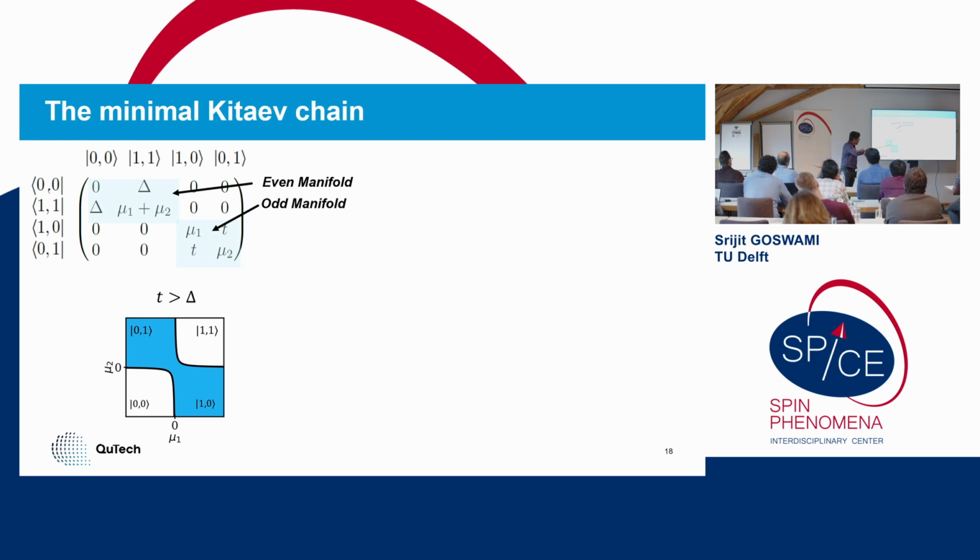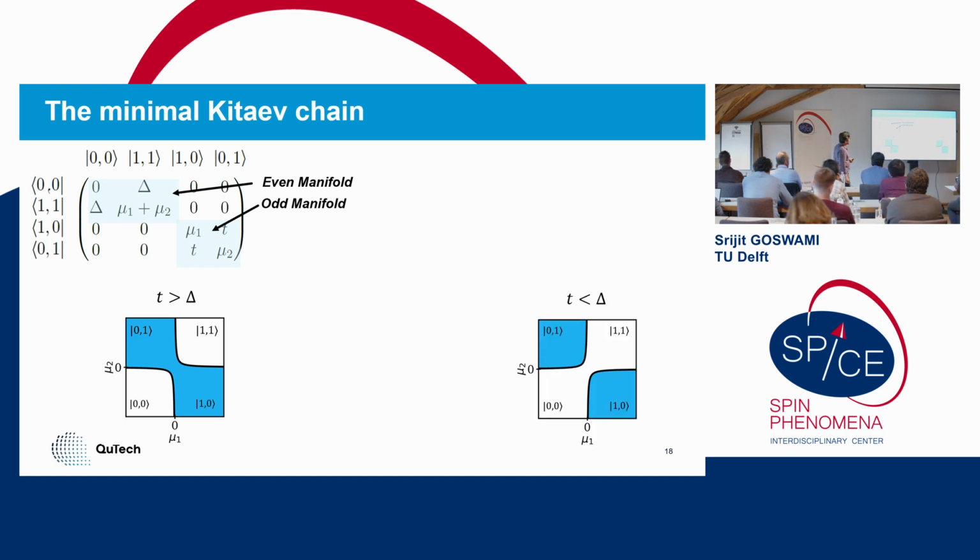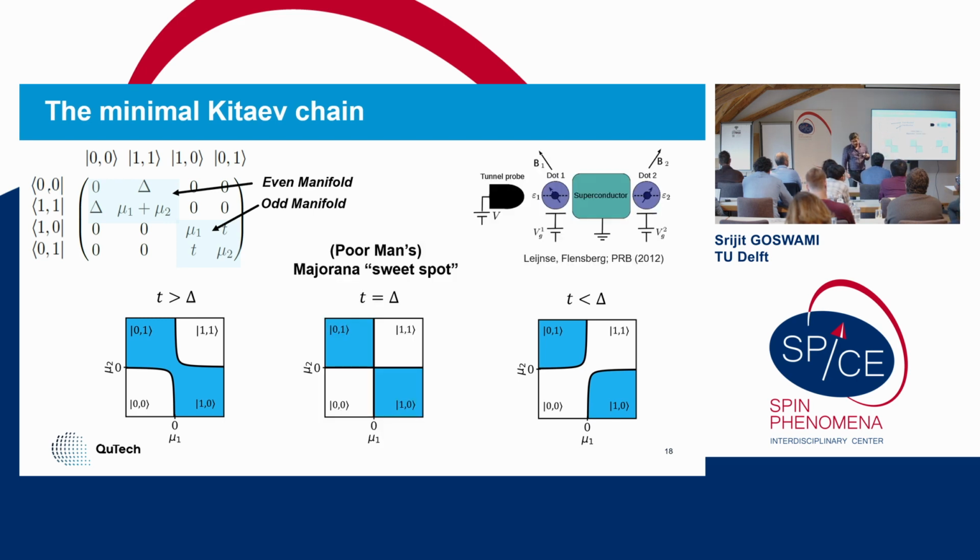when I sit at mu1 equals mu2, so that's 0 chemical potential, in one case, my ground state is odd. So basically when T is the single electron process, when that dominates, your ground state is odd. And when the two electrons, so the crossed Andreev reflection, dominates, your ground state is even. And right in the middle, where you have this condition where T and delta are equal, you get what is called the Majorana sweet spot. It's also referred to as the poor man's Majorana, coined by these people here. I'll tell you why it's called the poor man's Majorana later.